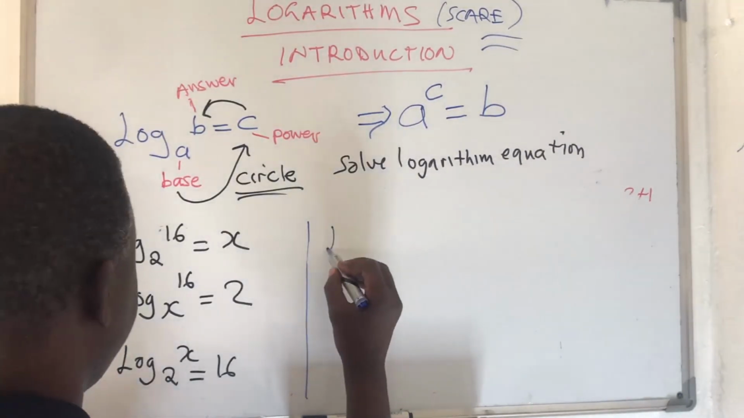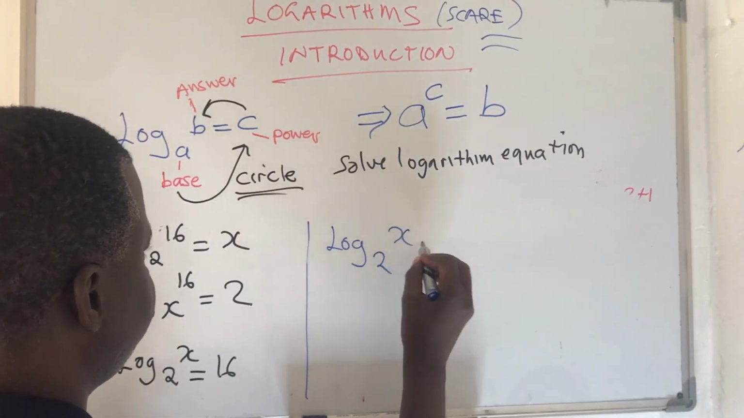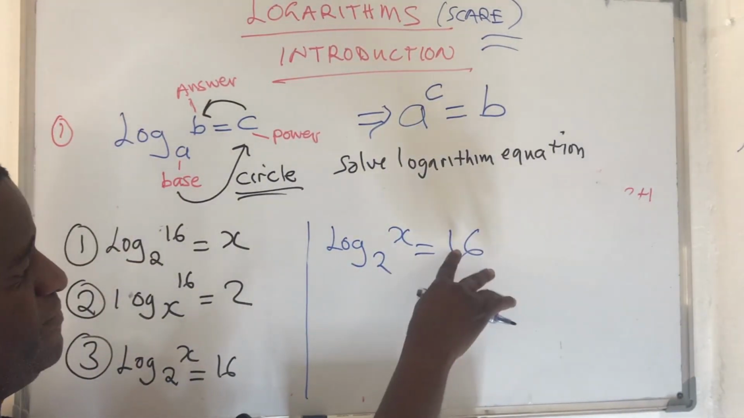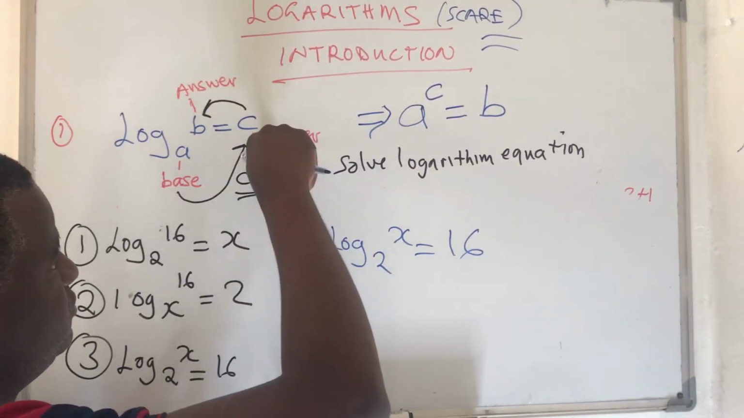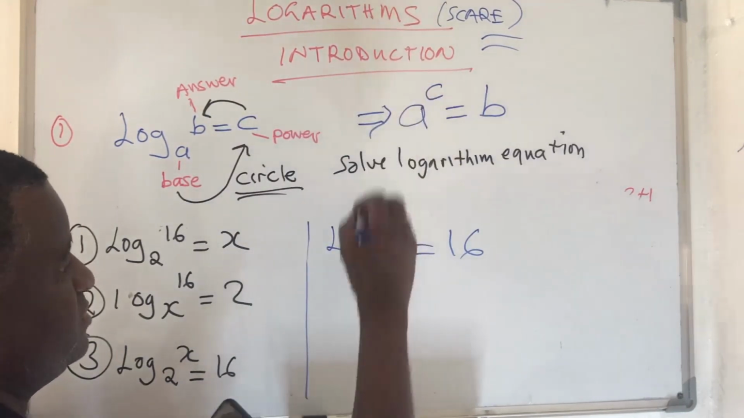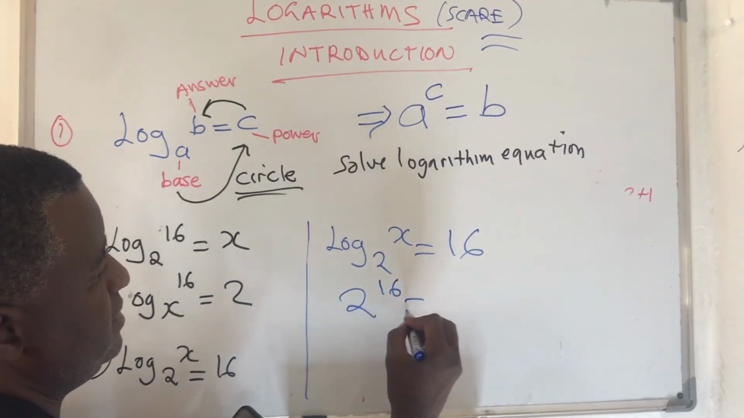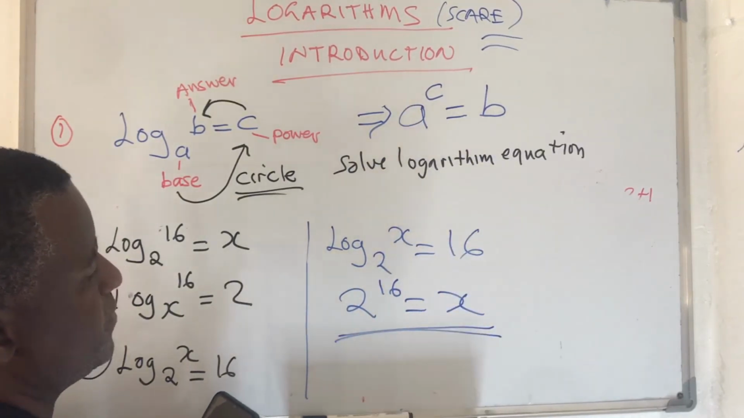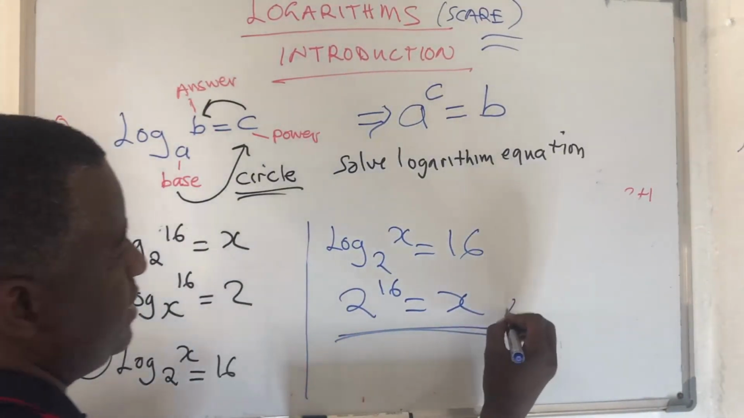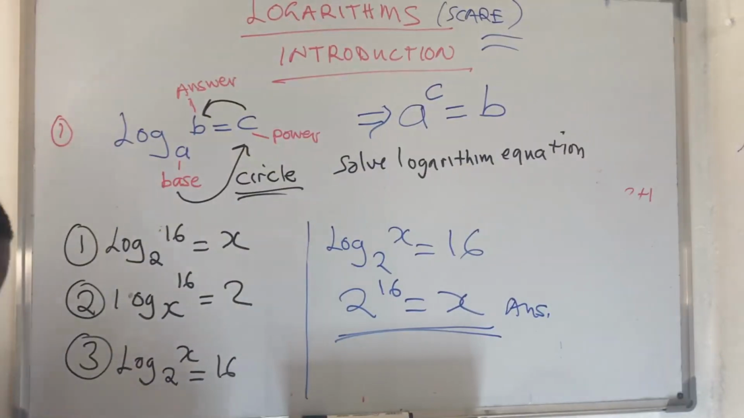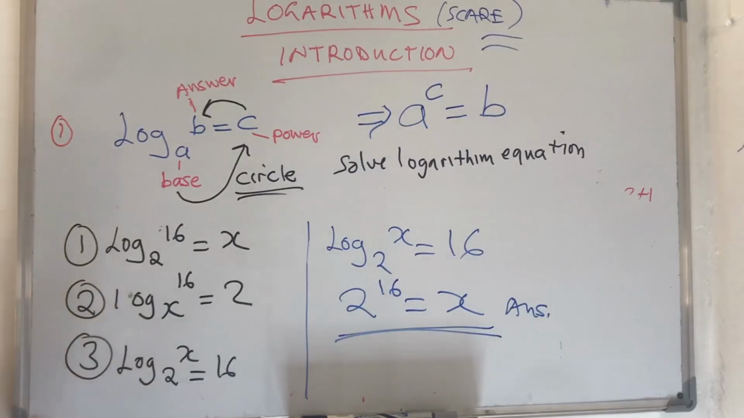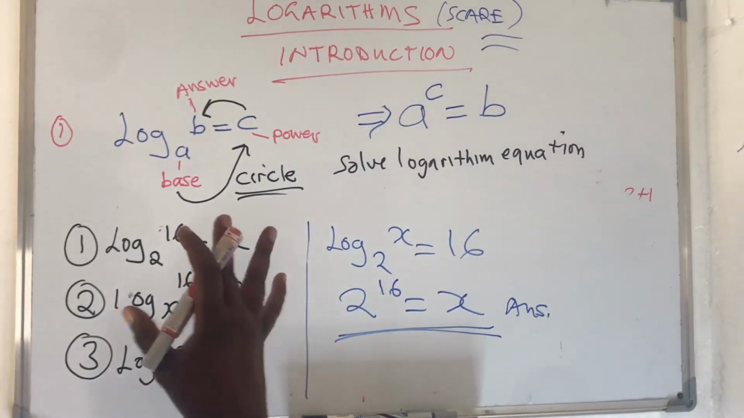The next equation is log base 2 of x is equal to 16. So you do the same thing. The base is going to push the power there, so it will be a to the power c. So I'm going to say 2 to the power 16 is equal to x. Now 2 to the power 16 is a very big number, so you just leave it here. No one is going to penalize you for leaving it there. Okay, so that is how we are going to flow with the introduction to logarithms.